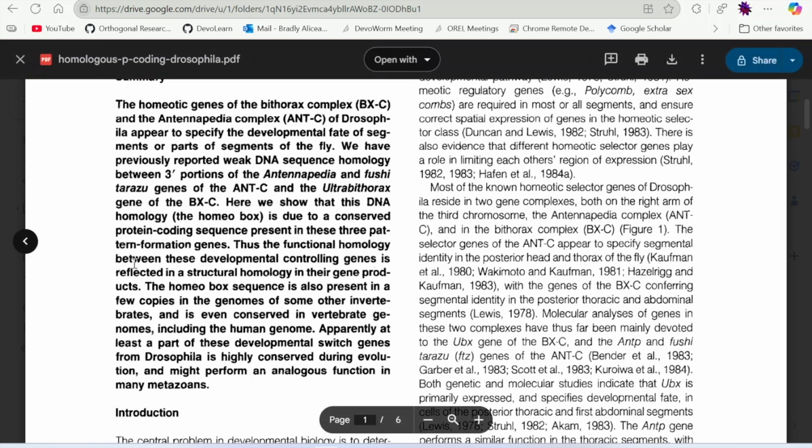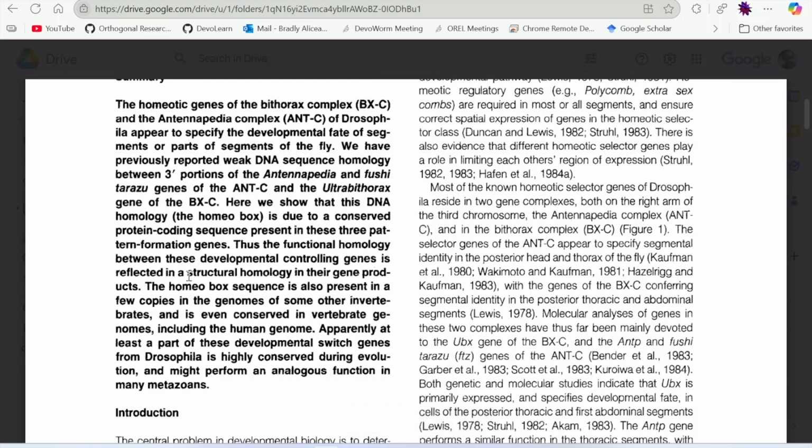Thus, the functional homology between these developmental controlling genes is reflected in a structural homology in their gene products. In other words, you have this sequence similarity, you have a functional homology in terms of what it produces, and this is reflected in the structural homology of the gene products. In this case, they're looking at similarities in the sequences of both the genes and the protein, and that translates into the phenotypic similarity.